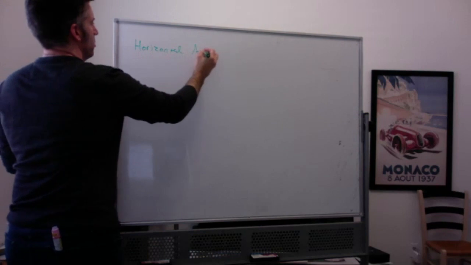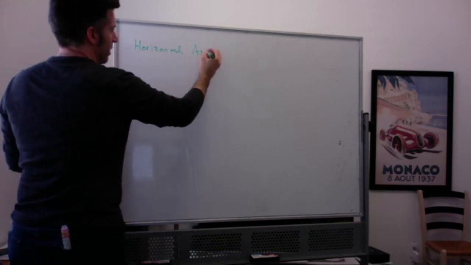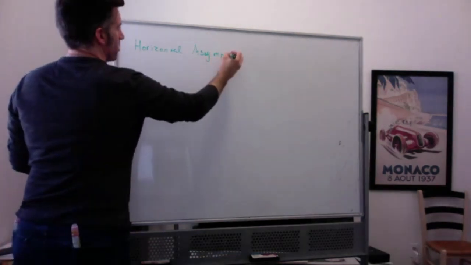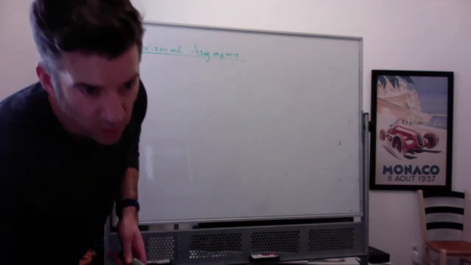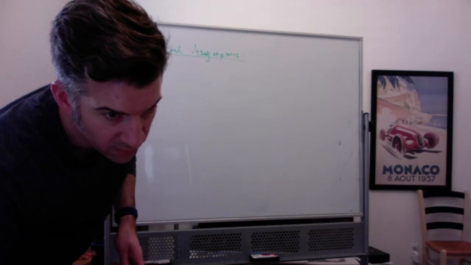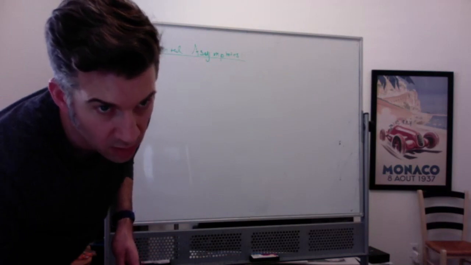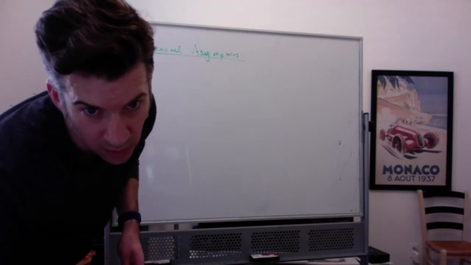Horizontal asymptotes. Gosh, my spelling today is really good. And let me just check one thing, make sure my video doesn't look too shabby here. Yeah, no, we're good. All right, cool.